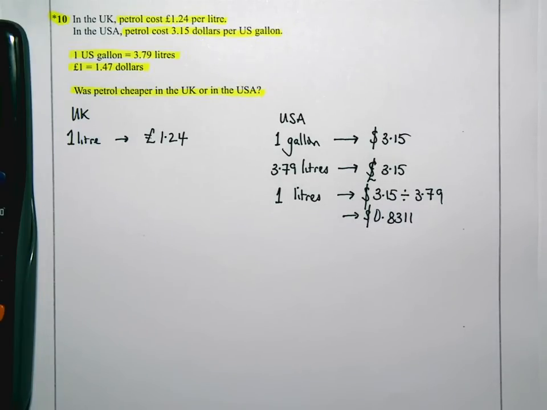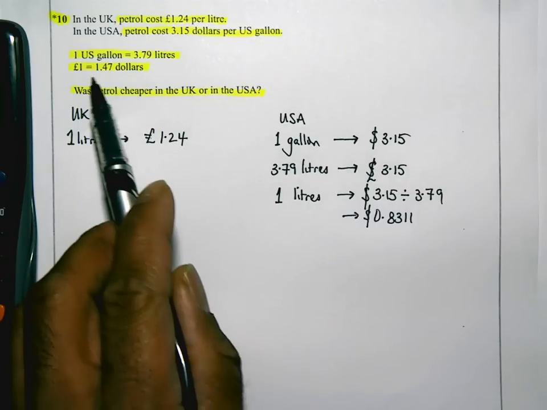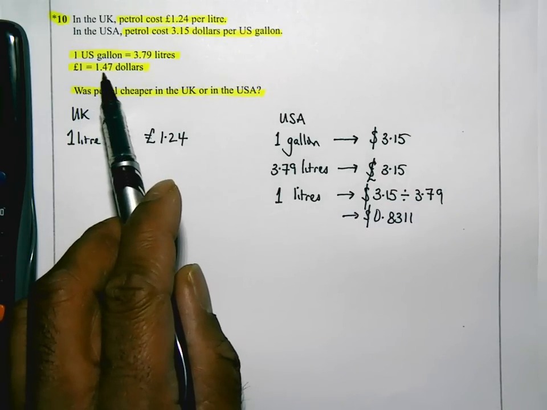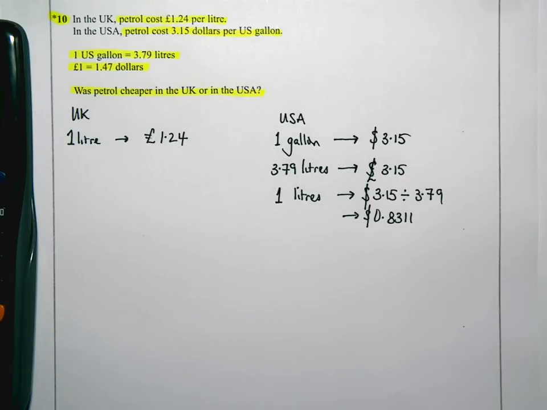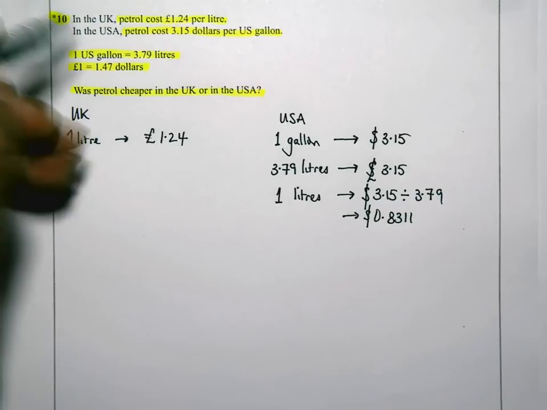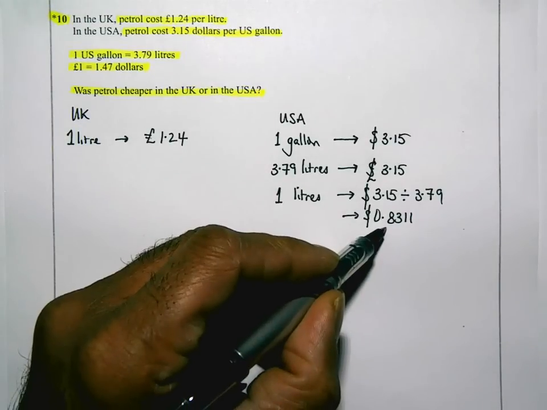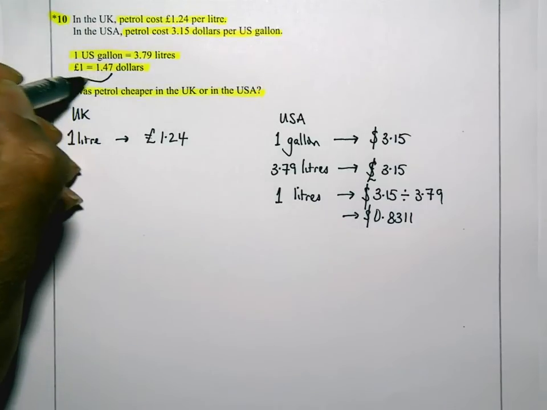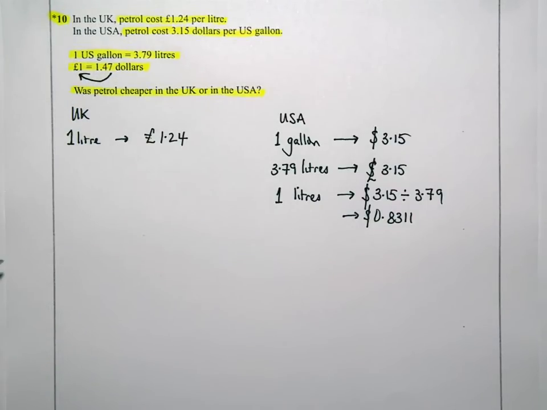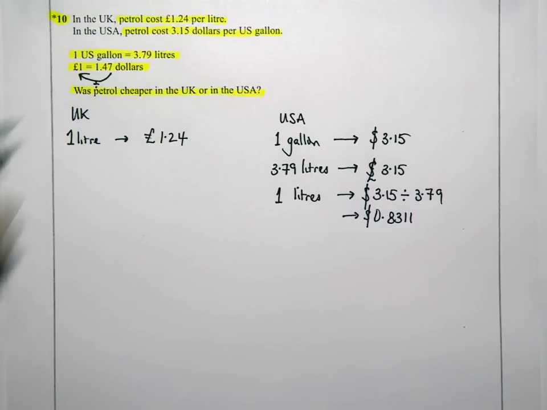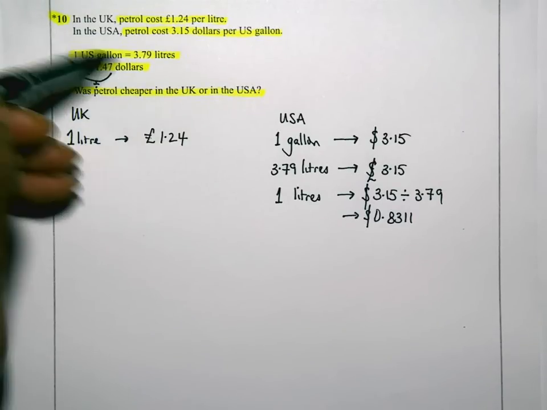Now, they've also said to us about the exchange rate. They said 1 pound is $1.47. Now, what I'm going to do is I'm going to convert this into pounds. If you want to convert dollars into pounds, so if you're going backwards like so, you're going to divide by 1.47. If you were going forwards, converting pounds into dollars, you'd be timesing by 1.47.